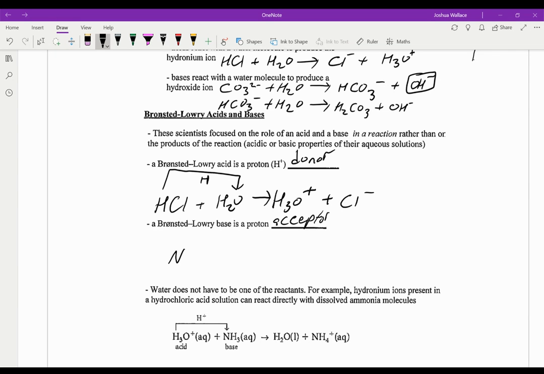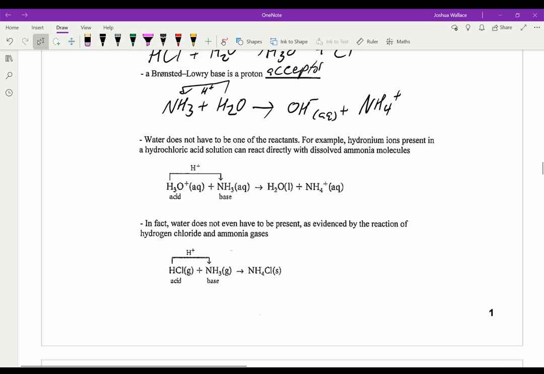And something like NH3 reacts with water to produce OH minus, which is aqueous, and NH4 plus. However, here the H is coming off the water, like so. So a Bronsted-Lowry acid is a proton donor, a Bronsted-Lowry base is a proton acceptor.